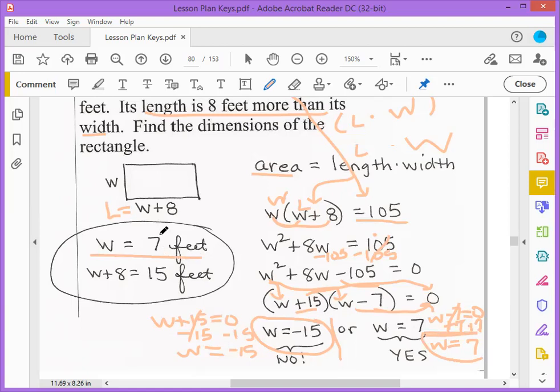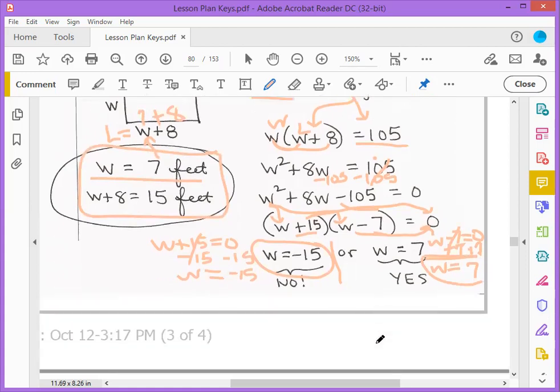To find the length, we would just substitute 7 for W. 7 plus 8. That will give us our length of 15. Our answer, the width is 7 feet. The length is 15 feet.